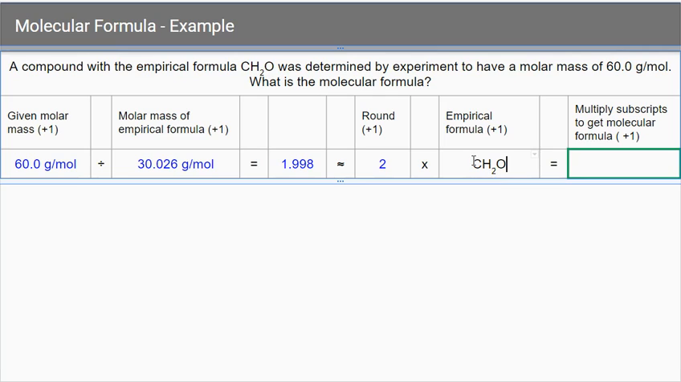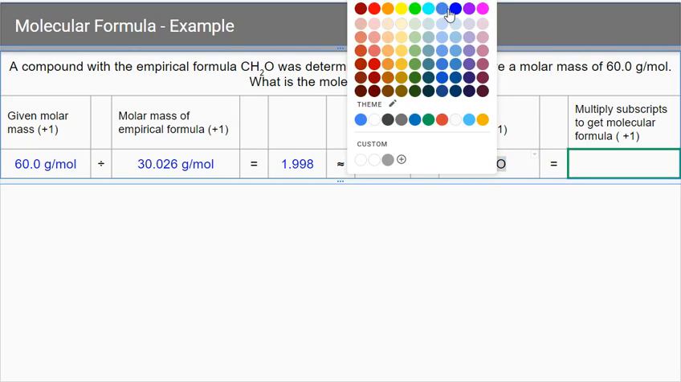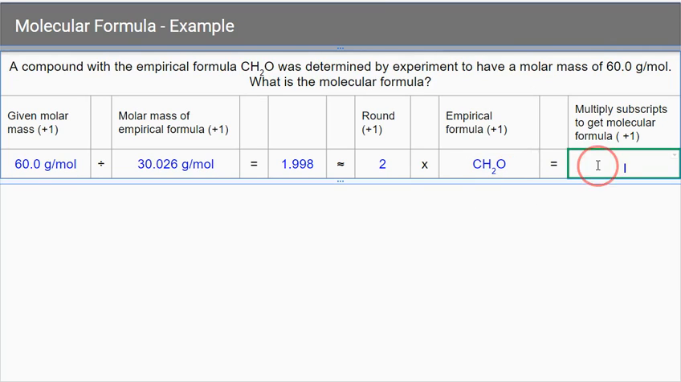So I'm going to copy that into here. We just change that blue for the sake of being clear. And so when we multiply each subscript by this number 2, let me actually copy this one so that it's already blue for me. We're going to multiply each subscript by this number 2. So the subscript right now for carbon is 1. When we multiply that by 2, we get 2. The subscript for hydrogen right now is 2. When we multiply that by 2, we get 4. And the subscript right now for oxygen is 1. So we're going to multiply that by 2 to get 2.